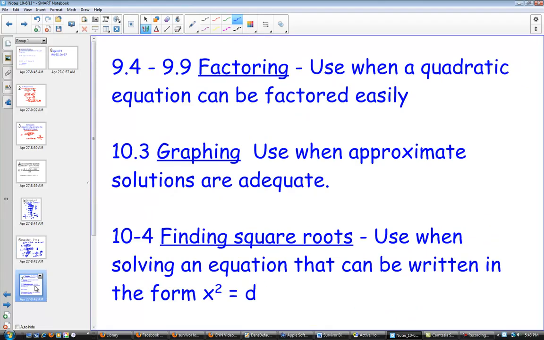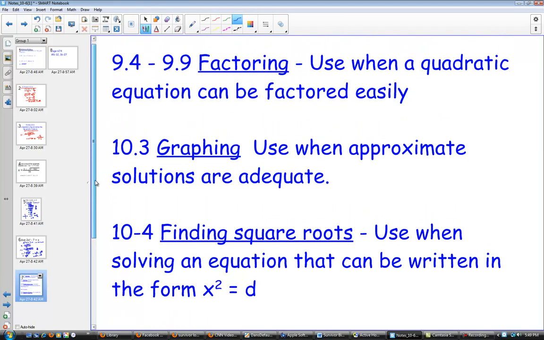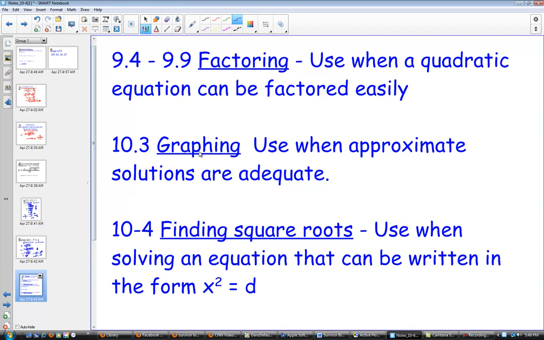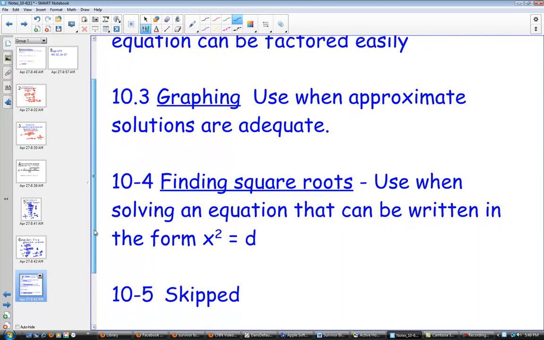All right. So far, what we've been doing in 9.4 through 9.9, we've been factoring. Use when a quadratic equation can be factored easily. So the previous chapter was kind of foreshadowing for what we were going to do in this section. A lot of the stuff we've been doing is, hey, if we can factor it, let's factor it. That'll find our zeros. Then we can find our axis of symmetry, we can find our vertex, and we can graph it pretty easily. In 10.3, we're graphing and then we're approximating solutions. That one we need to narrow it down and try to find what those exact roots are.